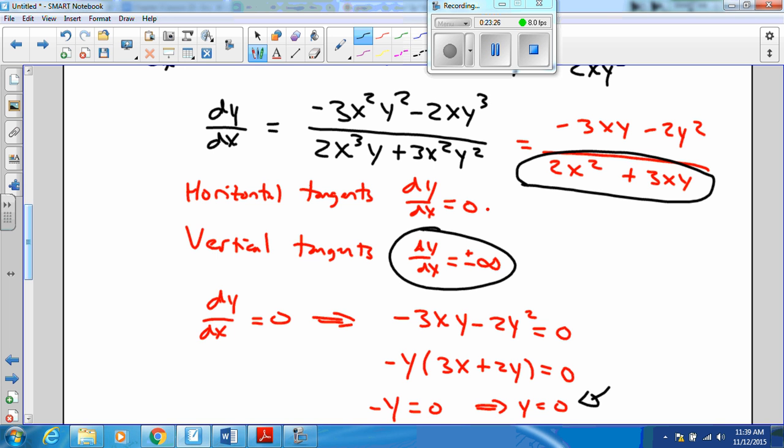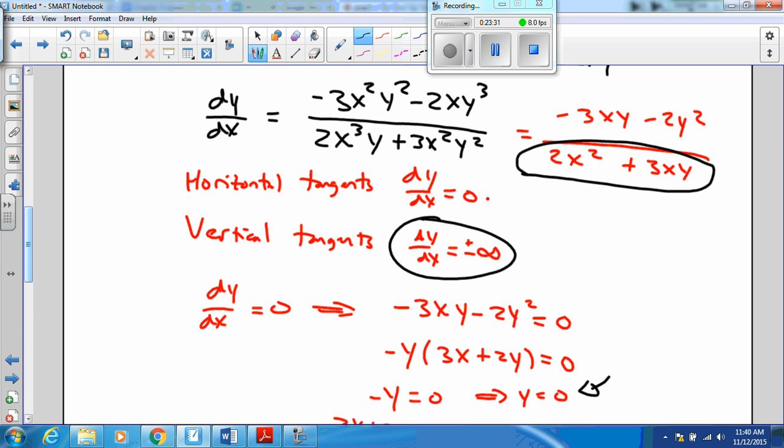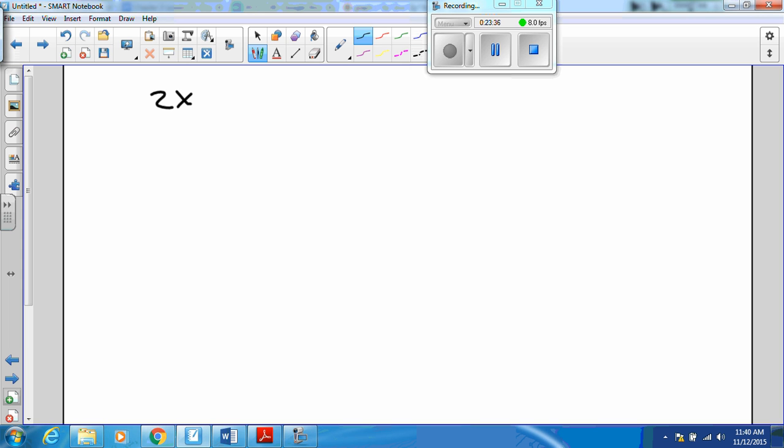So I use the same kind of reasoning here. Let me take that denominator and copy it. 2x squared plus 3xy equals 0 means that dy dx will blow up. And so the same sort of thing will happen. Tell me how the analysis goes. Start me off, Emily. I'm just saying solve this equation for me.